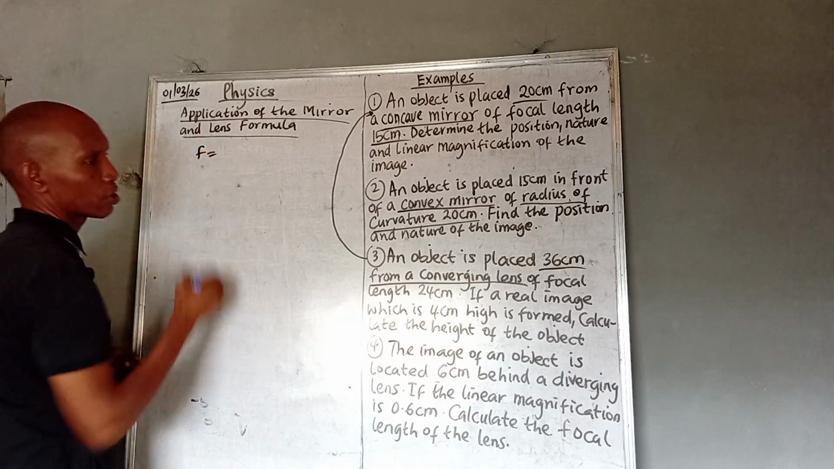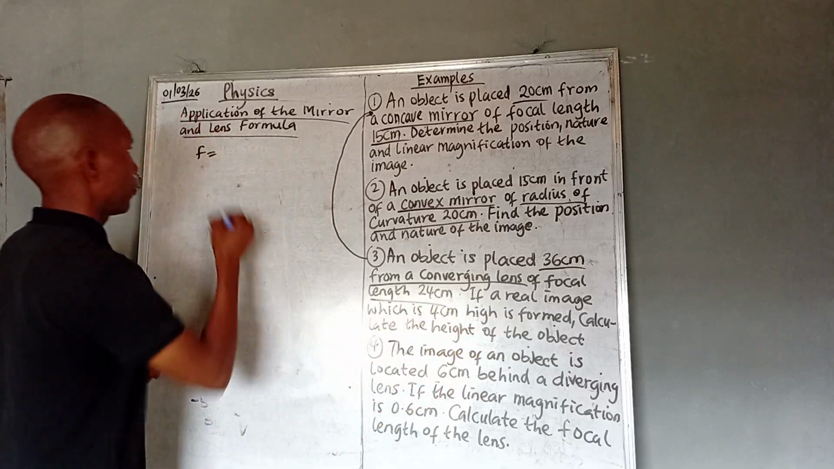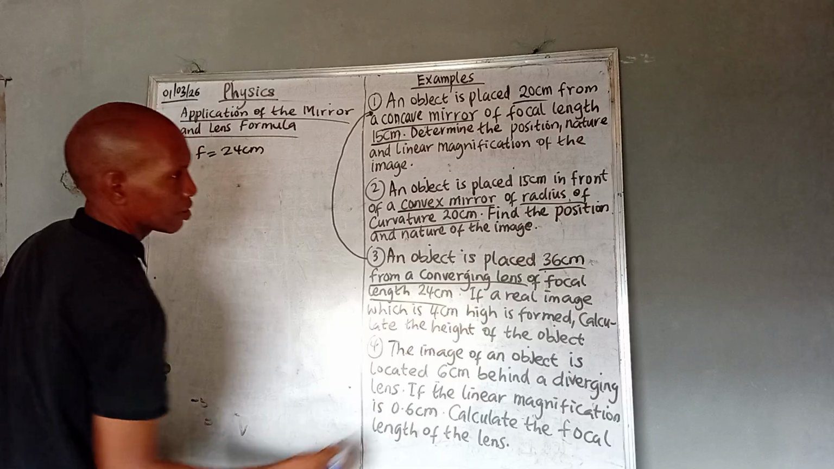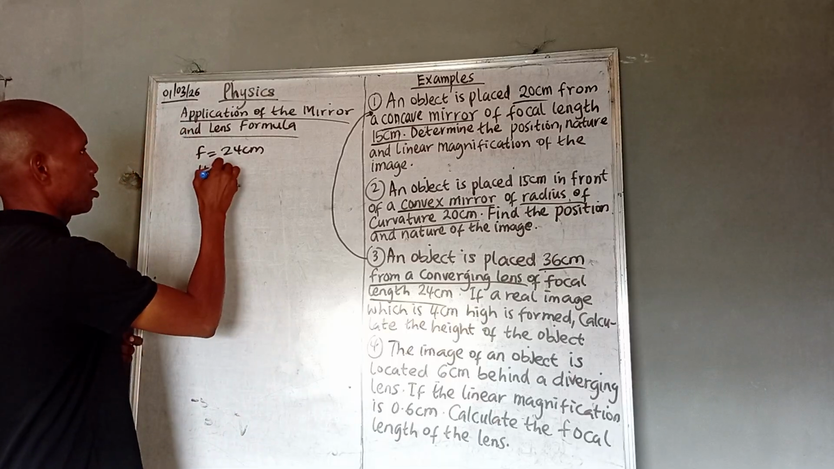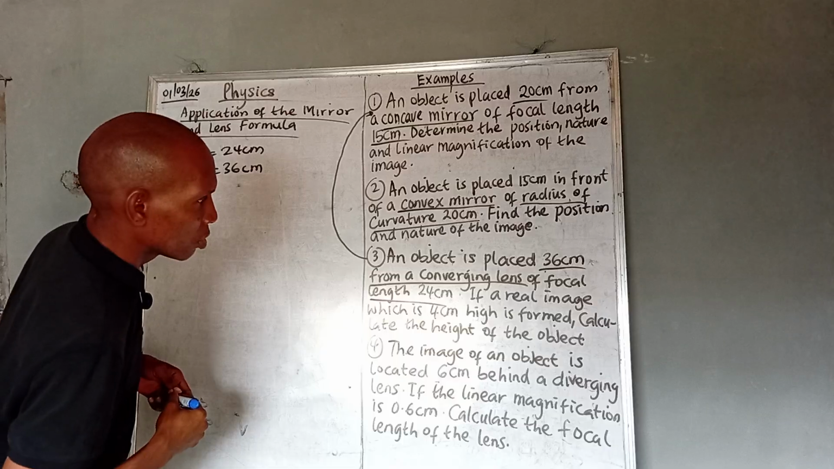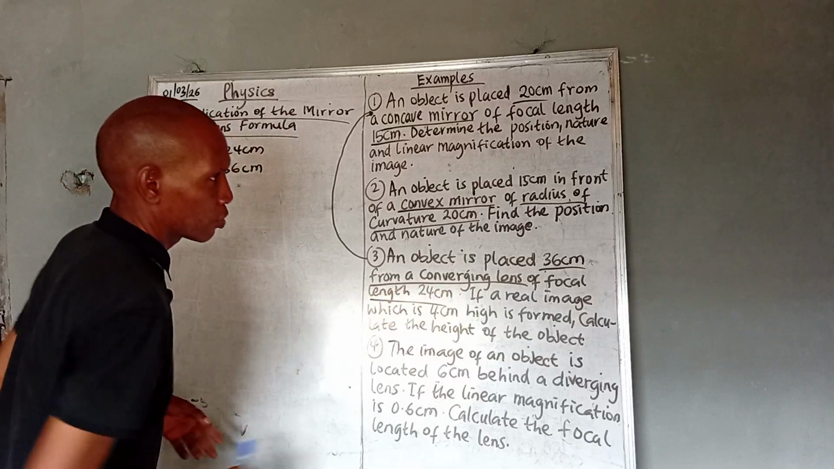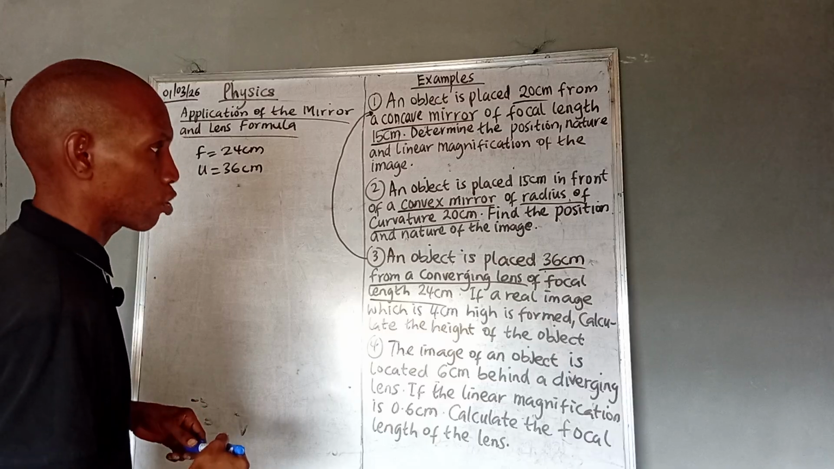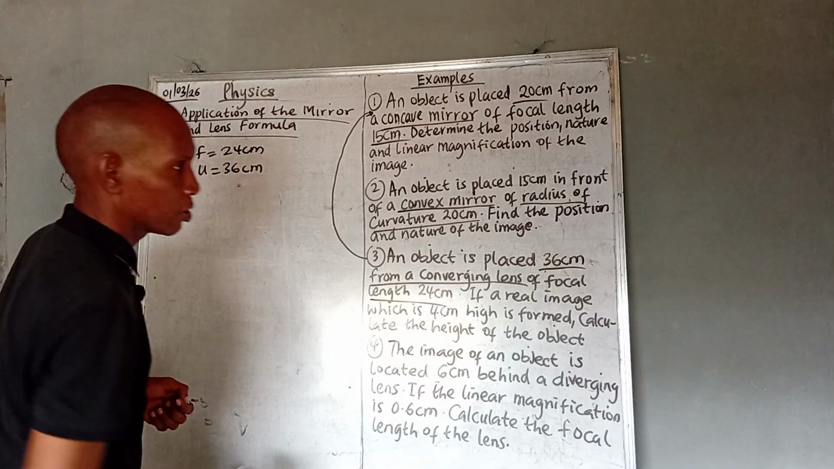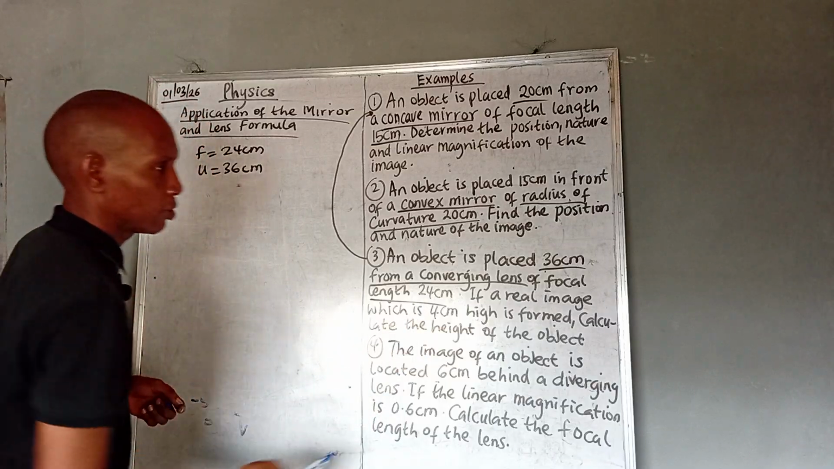So f is equals to, is the focal length given? The focal length is given as 24 centimeters. And the object distance given is 36 centimeters. Let's read the question again. The question says an object is placed 36 centimeters from a converging lens. That means the object distance is 36 centimeters. The focal length is 24 centimeters.